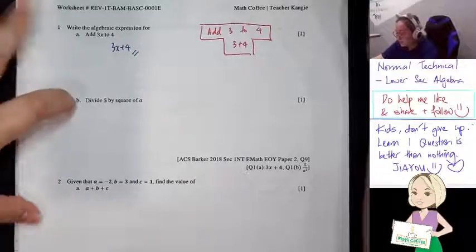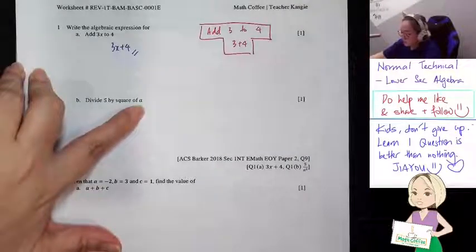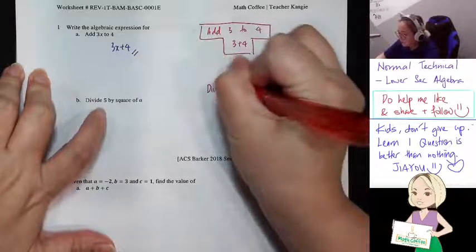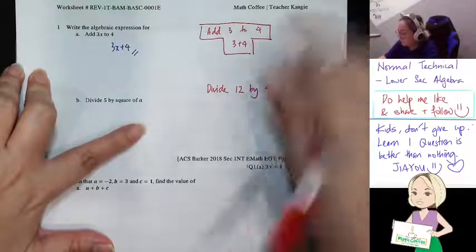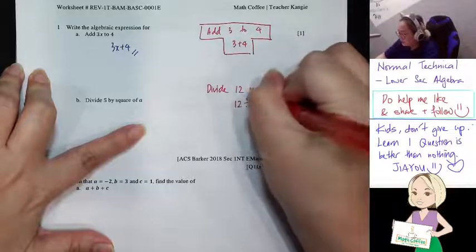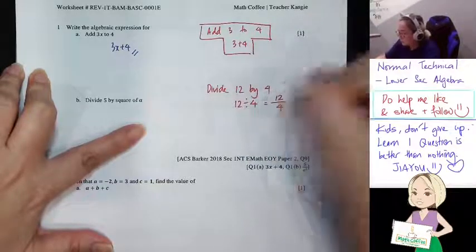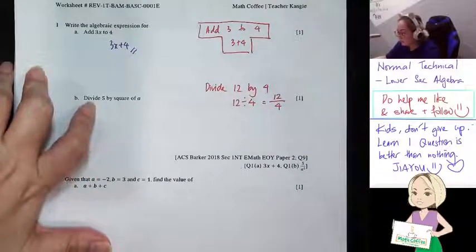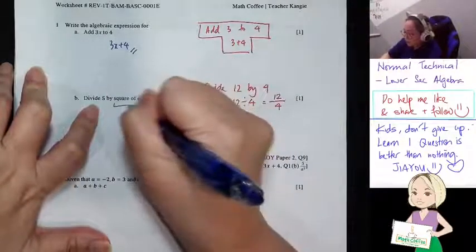Next, divide 5 by square of a. When they say divide, for example, divide 12 by 4, it is the same meaning as 12 divided by 4, and we can write it in fraction form, which is 12 over 4. This is like normal numbers, so the same applies here. But now, what is square of a?